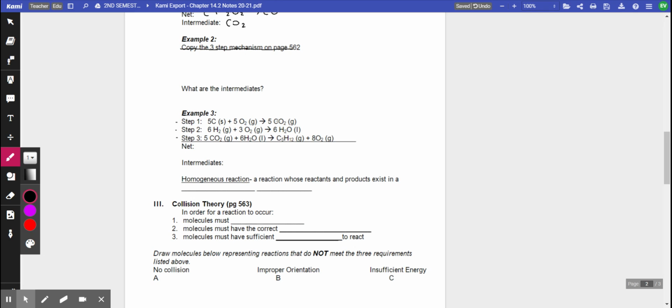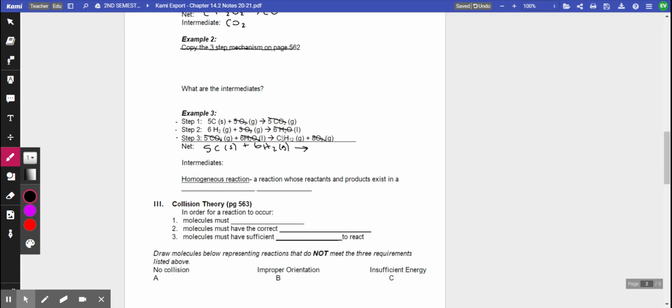I see 5 carbon dioxide being produced and 5 carbon dioxides being used. I also see there's 5 oxygens used in step 1 and another 3 is used in step 2. So that's a total of 8 oxygens being used and 8 are produced at the end. So that's an intermediate. And last but not least, we formed 6 waters and used them up. So we formed them in step 2 and used them in step 3. And so our net equation is going to be what's left. And I have 5 carbons, solid, plus 6 hydrogen gas.